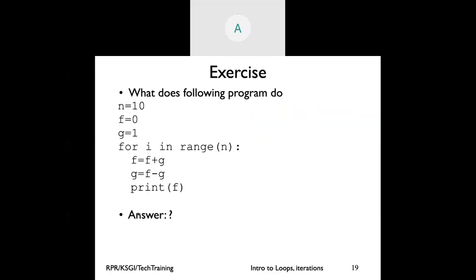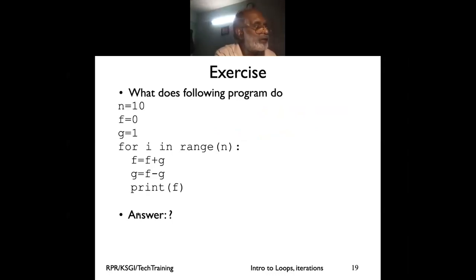Okay, let's look at what is happening here. f is 0 to start with, and g is 1 to start with. Are we okay now? We are repeating this loop 10 times because of n. What does f become now? First time you come in, when i is equal to 0, f becomes 1. What does g become? 1 minus 1 is equal to 0. Correct? So print f.